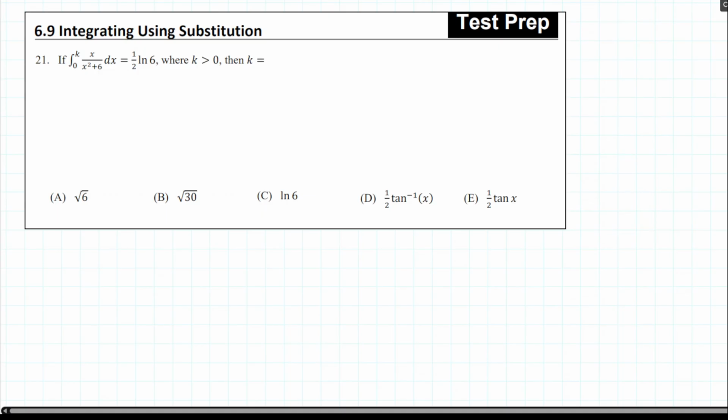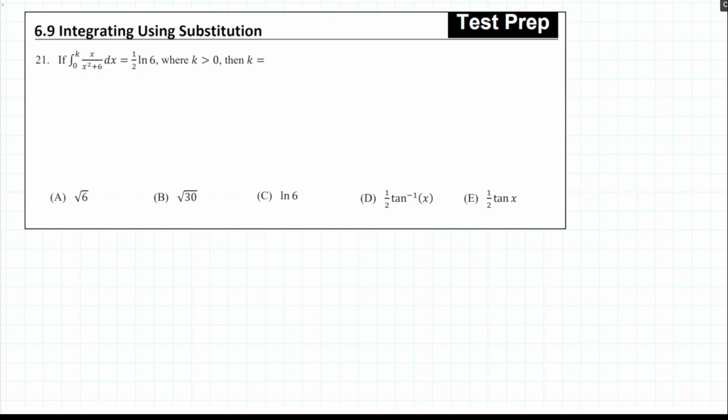Let's see. So we have the integral from 0 to k of x times e to the power x squared plus 6 dx equal to 1 over 2 ln 6, where k is greater than 0. We have to find the k value. So let's evaluate this integral.